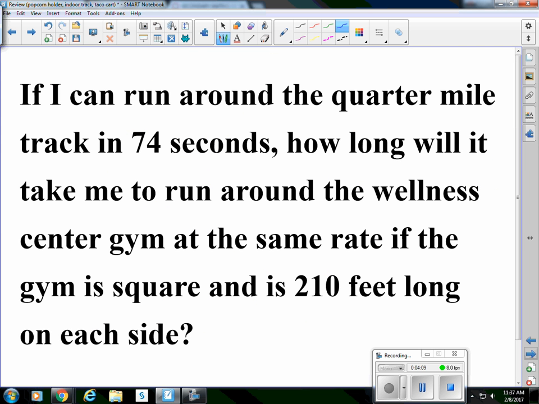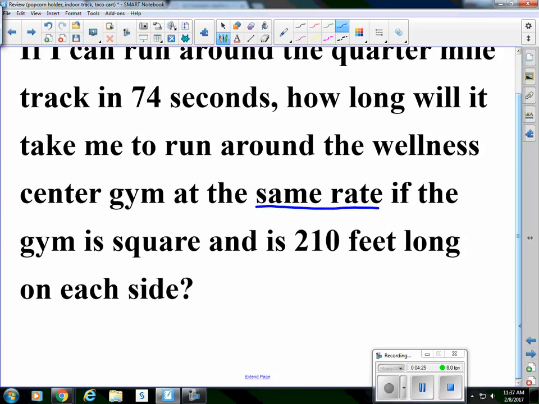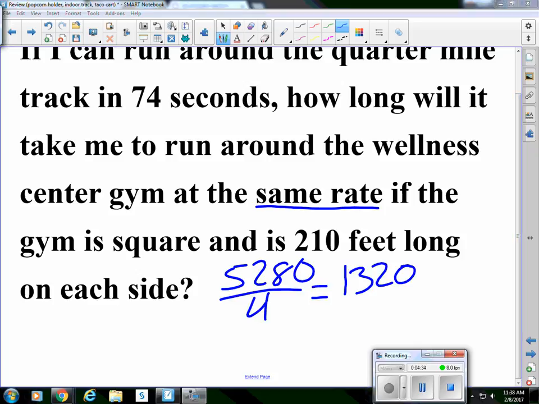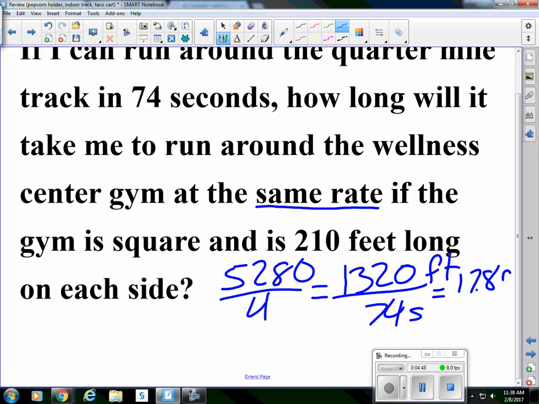So if I run around a quarter-mile track in 74 seconds, how long will it take me to run around the Wellness Center gym at the same rate if the gym is square and is 210 feet long on each side? So let's find my rate. So I can go a quarter of a mile. Well, 1 mile is 5,280. I can go a quarter of that. So I'd go 1,320 feet in 74 seconds. And that equals 17.8 feet per second. So that's my rate.